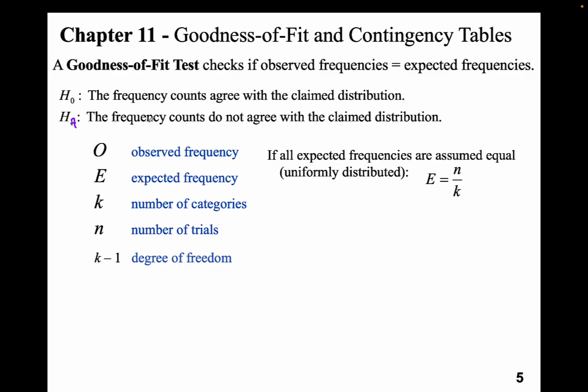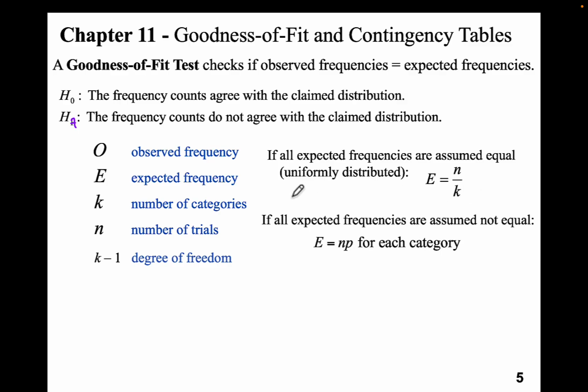Now, by expected to observe, if all expected frequencies are assumed equal, that means that we would expect to see a uniform distribution. So our capital E would be our number of trials, lowercase n, divided by however many categories there are.